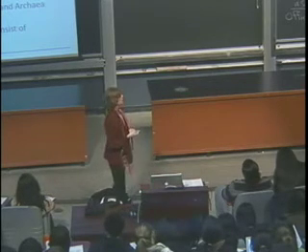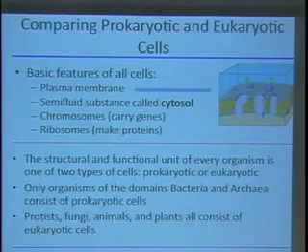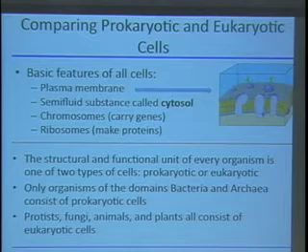Okay, so now that we understand what the methods are that have been used to do a lot of the research and make the kinds of discoveries that we're going to discuss, I want to move on to talking about the different types of cells. And really there are two kinds of cells in biology: prokaryotic cells and eukaryotic cells.